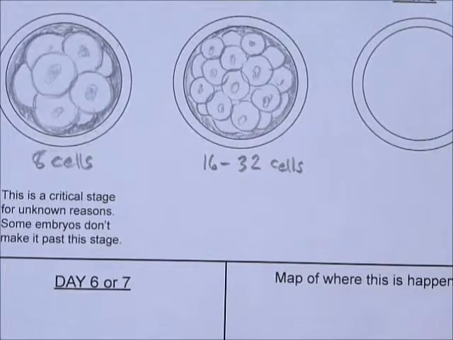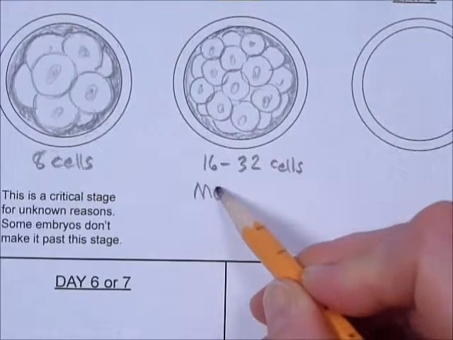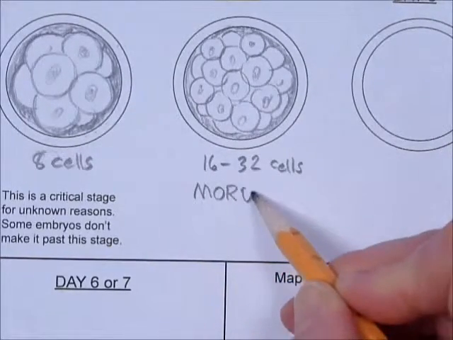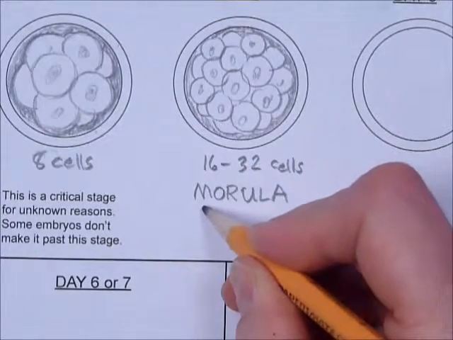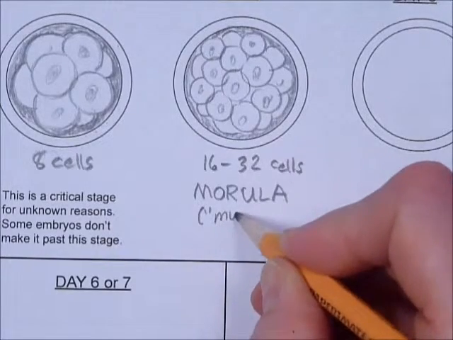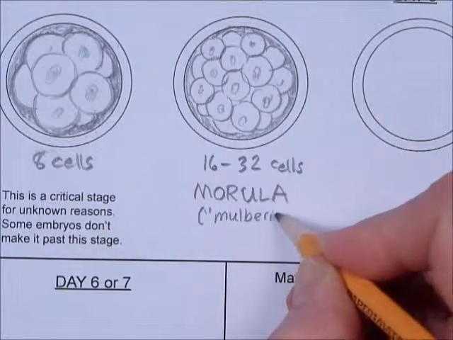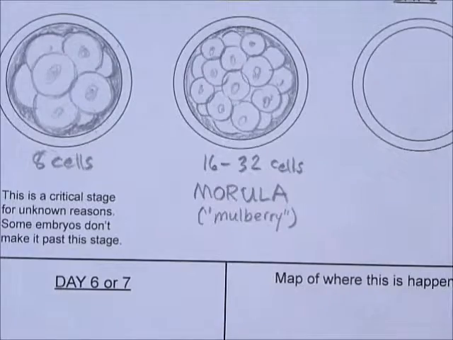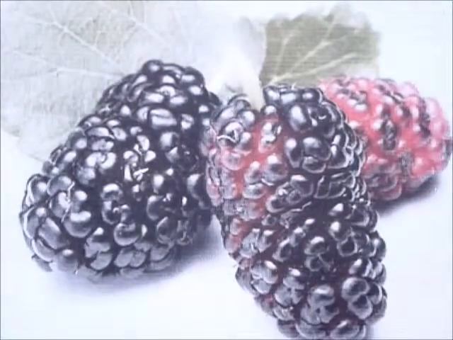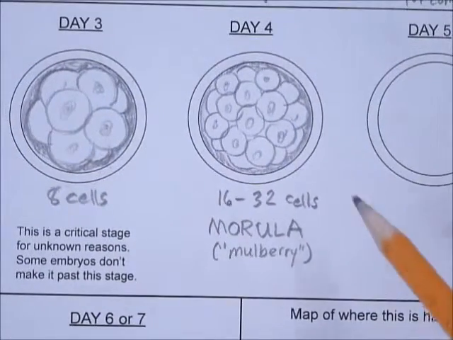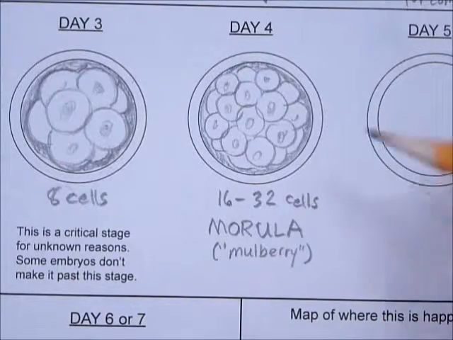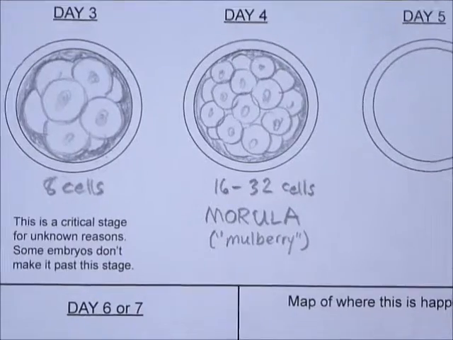This thing is called a morula, and it means mulberry. Can you believe that? You know, like a raspberry. Got a picture of a mulberry here. There's a mulberry. So you can kind of see the resemblance, right? Put a little stem on it there, and got a little raspberry or mulberry.